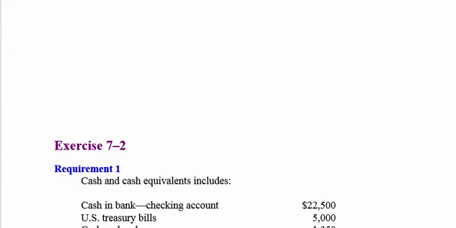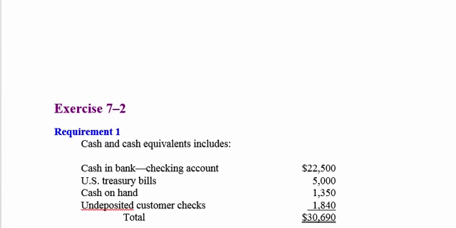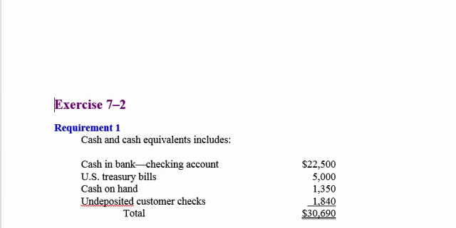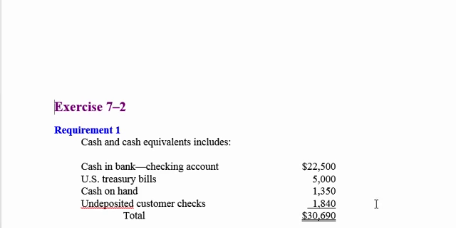The only two you have to wonder about are the U.S. Treasury bills. Well, the ones with original maturity of less than 3 months would be included as cash. That's the first ones listed, the ones that mature in 60 days, purchased at the end of November. So they had original maturity of 3 months. The ones which mature in 6 months would not be included as cash and cash equivalents. So we would include all the others. We'd add their balances together, and we get a total of $30,690.